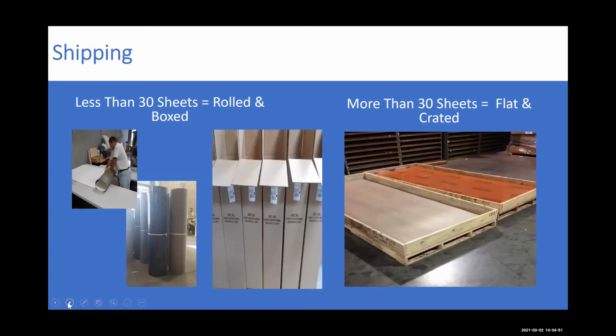In either case, whether it's Aiden or Hank, once the order is received, it can be shipped. Smaller orders are rolled, boxed, and shipped via UPS or FedEx. Up to 5 sheets of HPL can fit in a standard shipping box. Larger orders of 30 sheets or more are shipped flat in a crate.